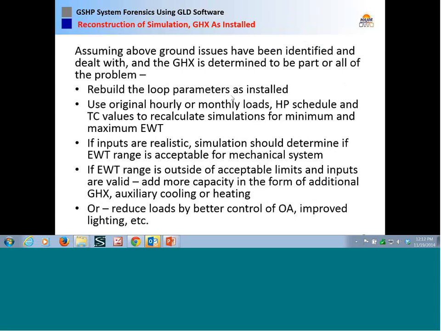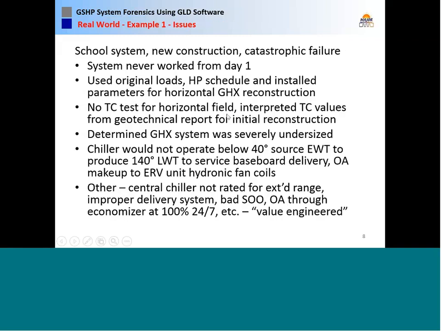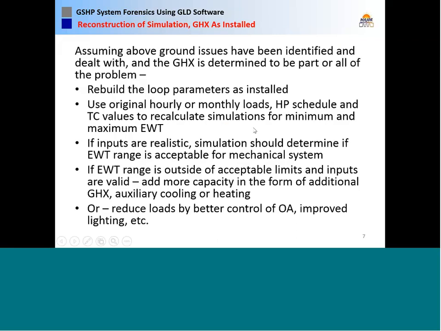thermostat. So, assuming the above ground issues have been identified and dealt with, the ground loop is determined to be part or all the problem. What we want to do is rebuild the loop parameters as installed, and try to use the original hourly loads if they exist or rebuild them. If the inputs are realistic, the simulation should determine if the entering water temperature range is acceptable for the mechanical system.